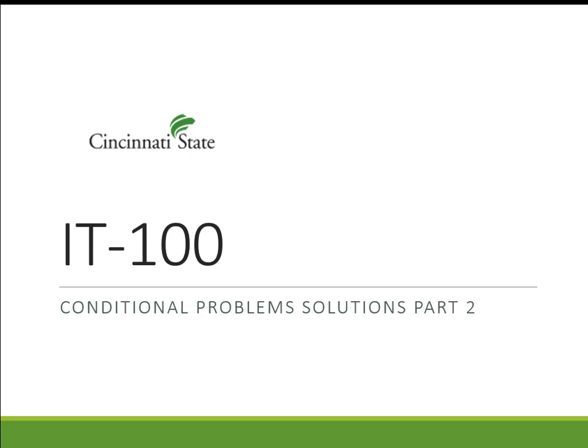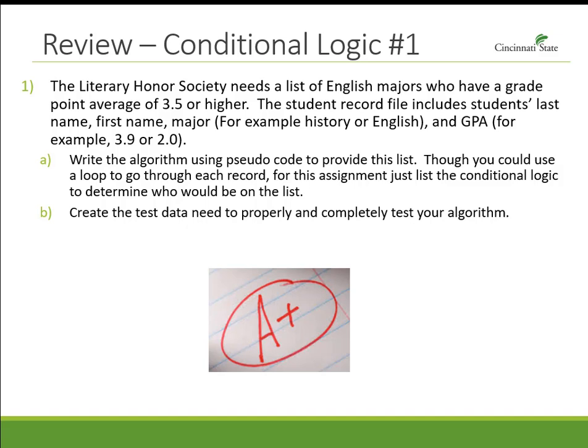In this lecture, we will cover Conditional Problems Part 2 solutions. For number 1, create the algorithm to obtain a list for the Honor Society. This list needs to be English majors with a GPA of 3.5 or higher. The student record file includes the student's name, major, and GPA. Do not worry about writing the do loop for file processing, just focus on the conditional logic.